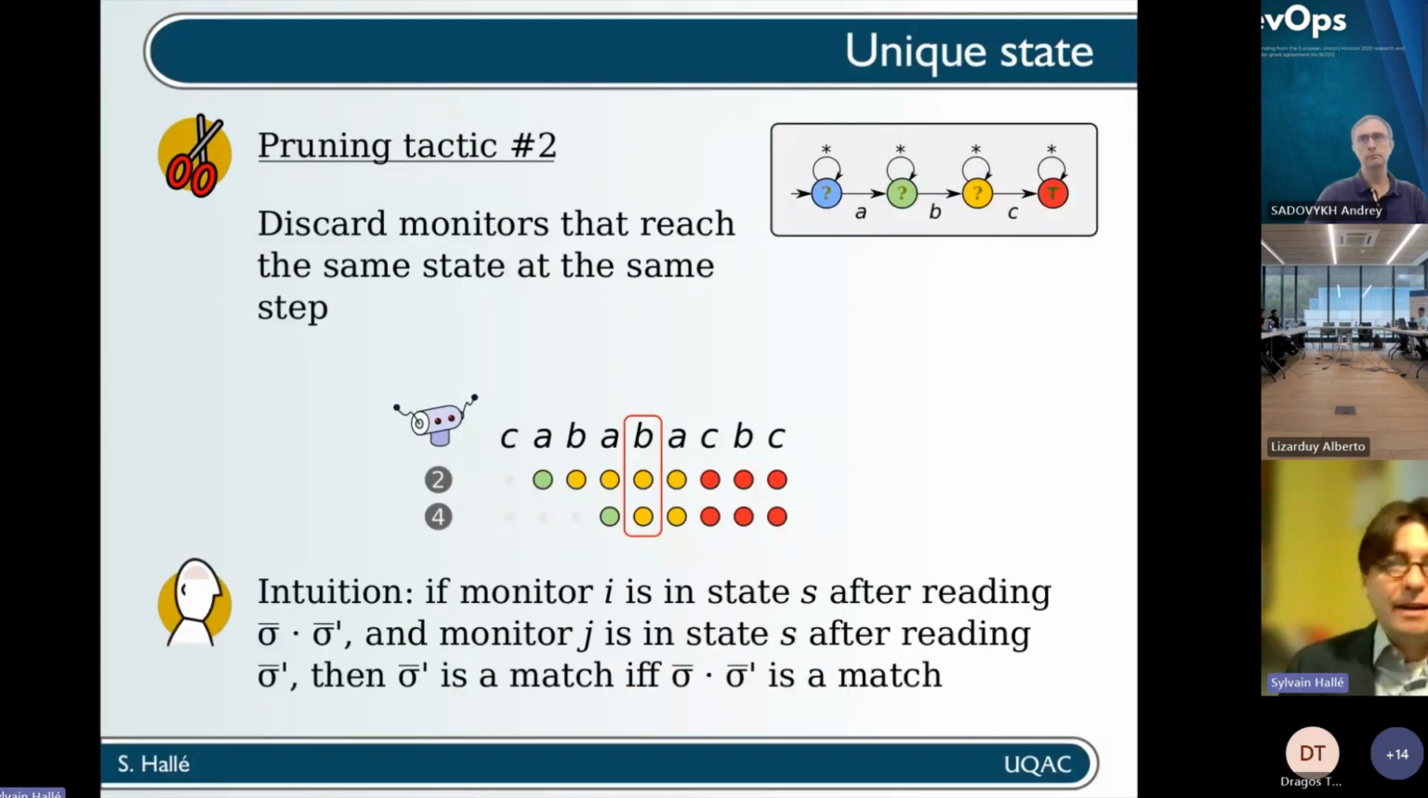And the intuition is that if two monitors reach the same state after reading two different portions of the trace, they will produce exactly the same verdict for what comes after. So they again represent the same match. And so we can afford discarding either of these two monitors because they will return information about the same match.